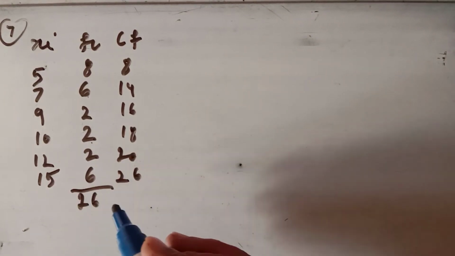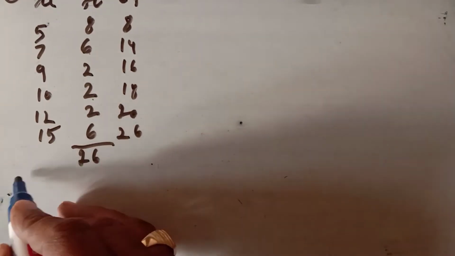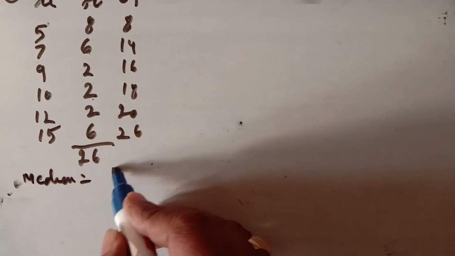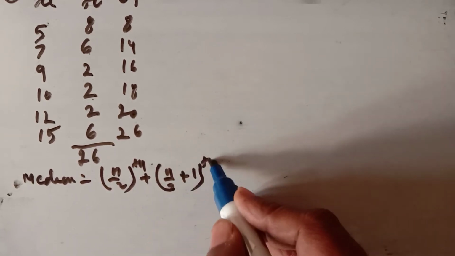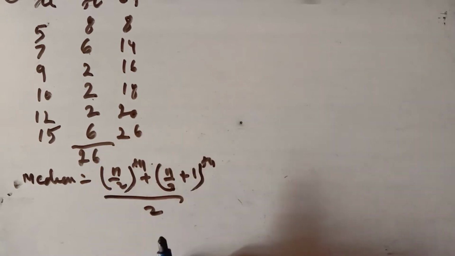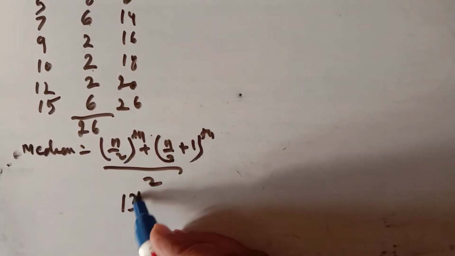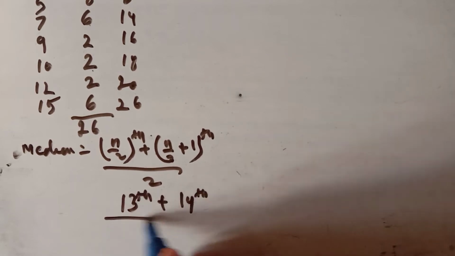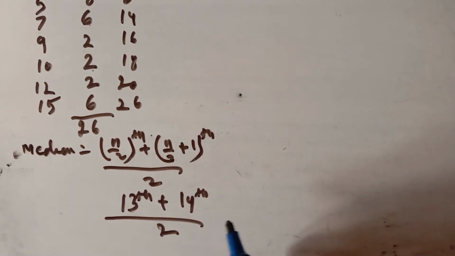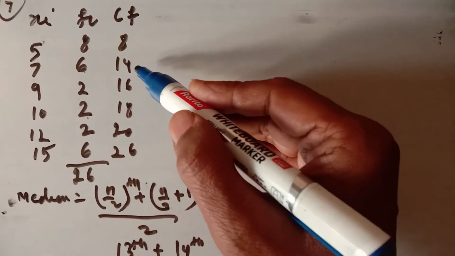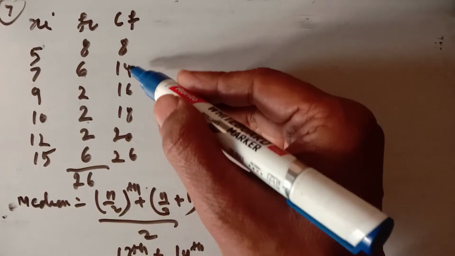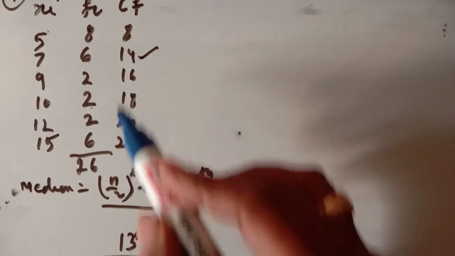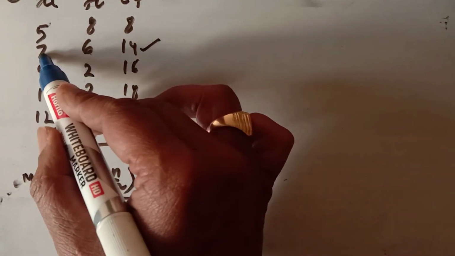This is 26. So to find the median, we know the formula is the n by 2th term plus the n by 2 plus 1th term, divided by 2. तो n is 26, तो 26 upon 2 is 13th term plus 14th term upon 2. You know how you have to find the median. The 13th term and the 14th term: from 9 up to 14 it is this. So the 13th term is 7 and the 14th term is also equal to 7.